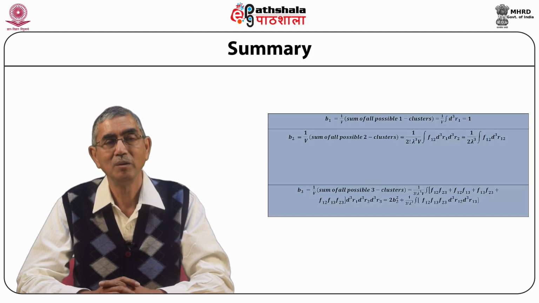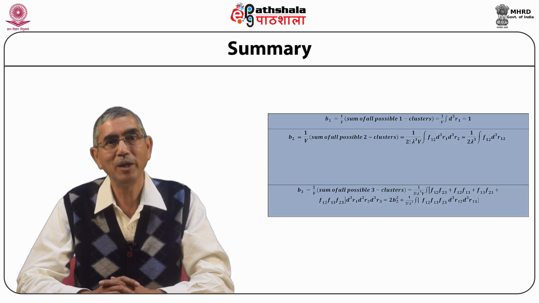1. B2 is equal to 1 upon V sum of all possible 2 clusters, which is equal to 1 upon 2 factorial lambda cube V integral of f12 d³R1 d³R2, which is equal to 1 upon 2 lambda cube integral over f12 d³R12.